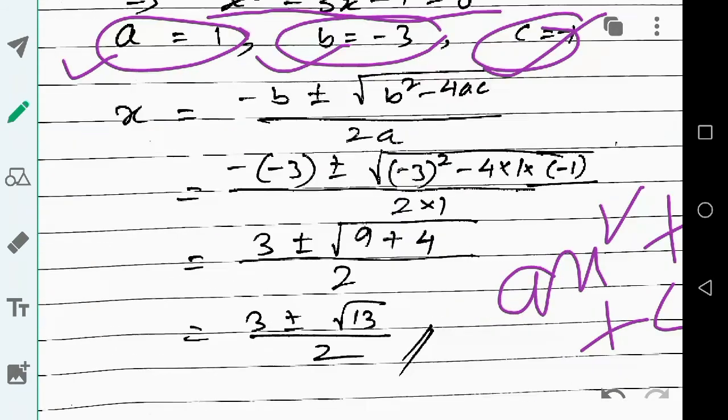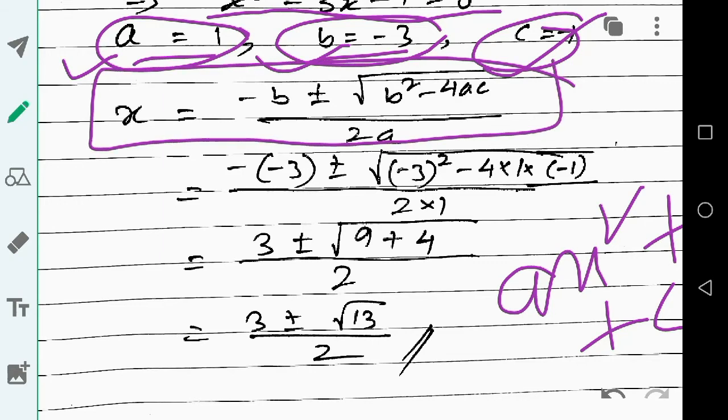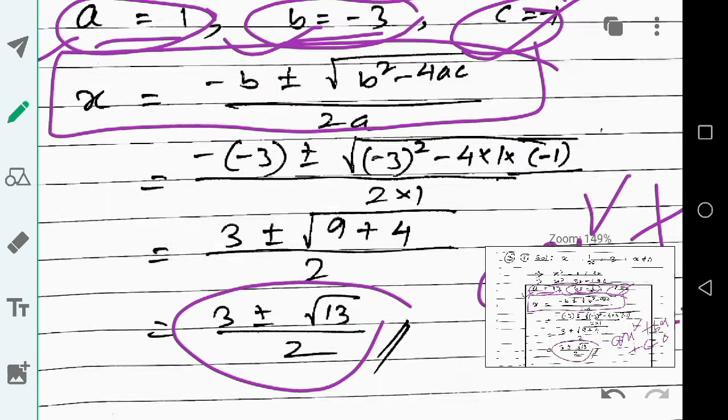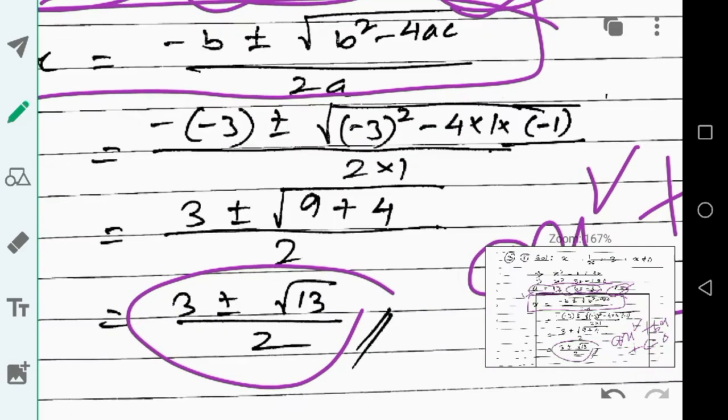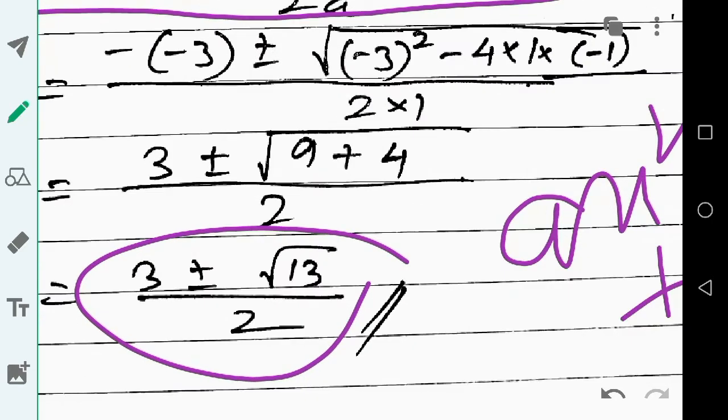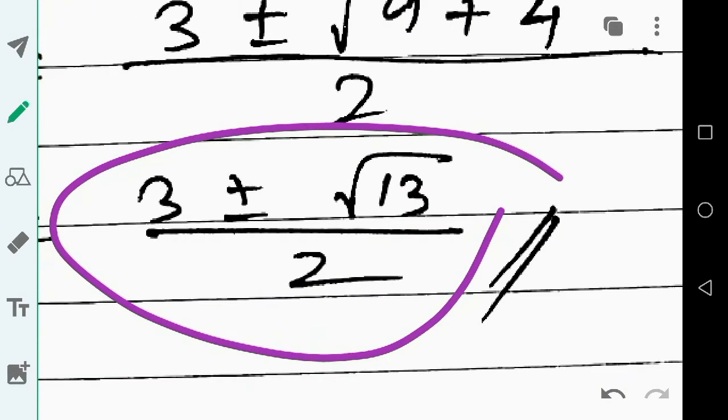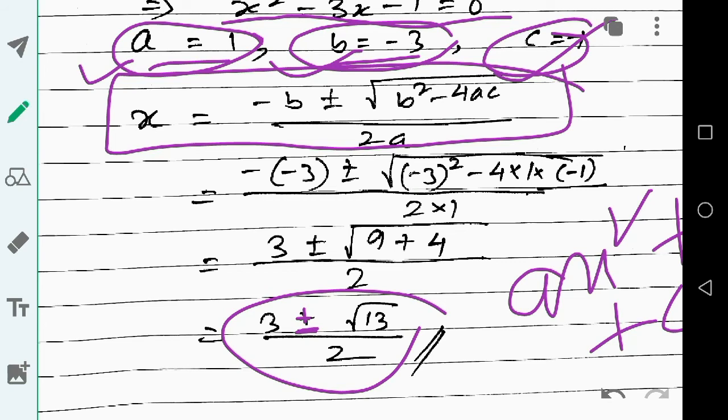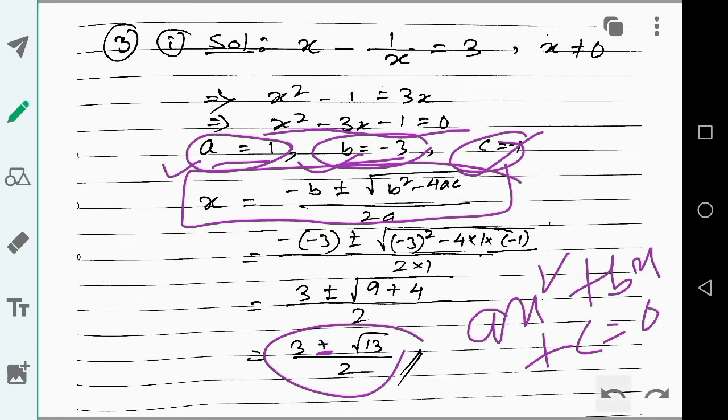Put those values in this quadratic formula. Okay, then you will get two roots here. What are the two roots? 3 plus minus root 13 by 2, means (3 plus root 13) by 2 and (3 minus root 13) by 2. Okay, so there is plus and minus, that means there are two terms, (3 plus root 13) by 2 and (3 minus root 13) by 2. Okay, so let us solve the next one of question number 3. Okay, so you can note now. Let me clean this page first.